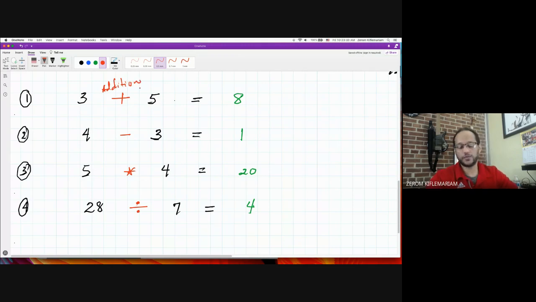If I'm adding, what do I get? What do we call this? The process is called addition. The answer is called what? The sum. Thank you.